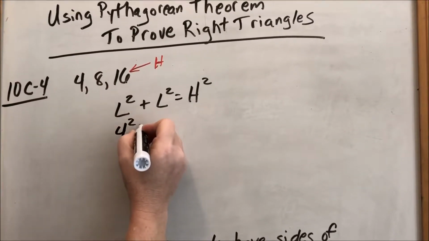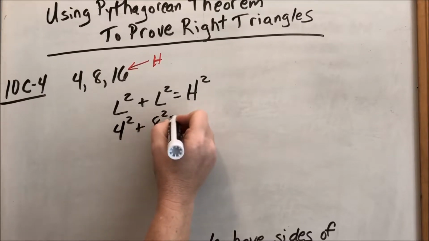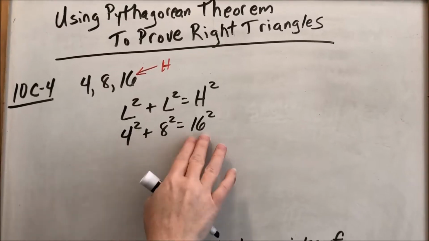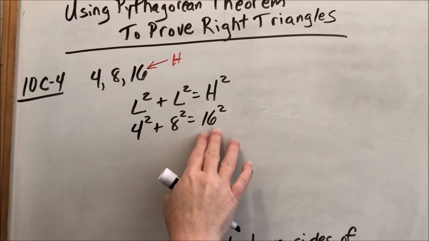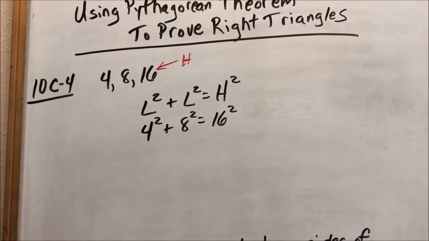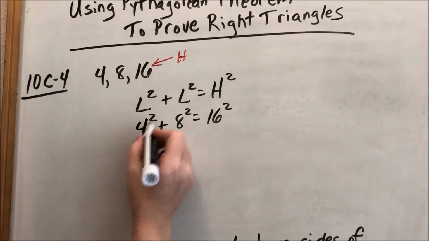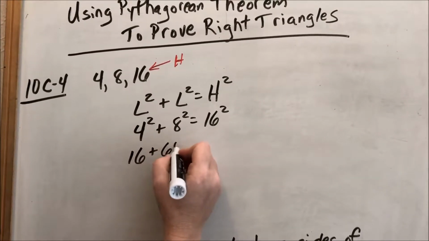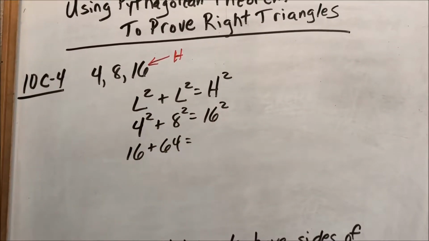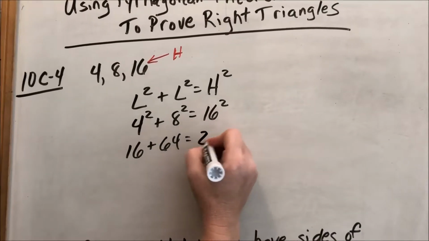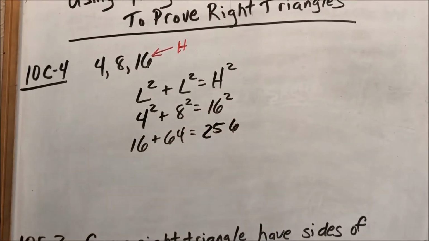So 4 squared plus 8 squared equals 16 squared. If the left side equals the right side, it is a right triangle. If the left side does not equal the right side, it is not a right triangle. 4 squared, 4 times 4, 16. 8 squared, 8 times 8, 64. 16 squared, again, you could do that off to the side if you need to, 256.